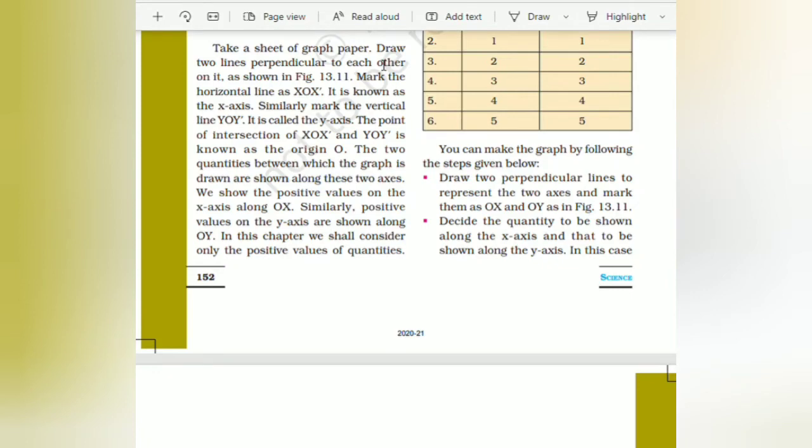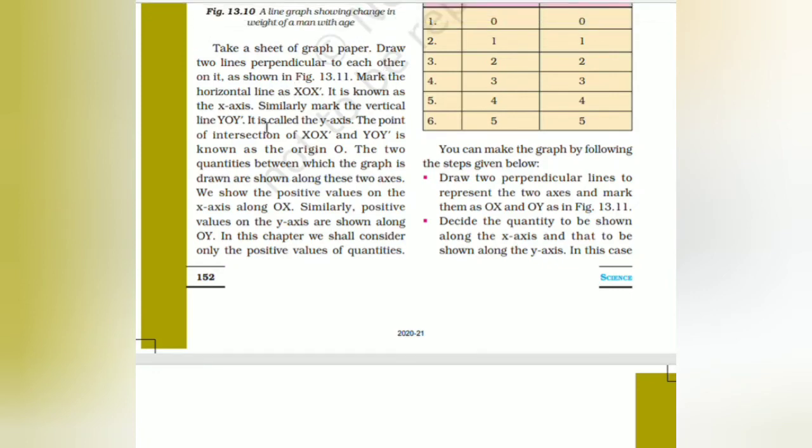Take a sheet of graph paper and draw two lines perpendicular to each other. Mark the horizontal line as X'OX. It is known as the x-axis. Similarly, the vertical line is Y'OY. It is known as the y-axis. The two quantities between which the graph is shown are along the axes. Positive values on the x-axis are along OX. Similarly, positive values on the y-axis are shown along OY.